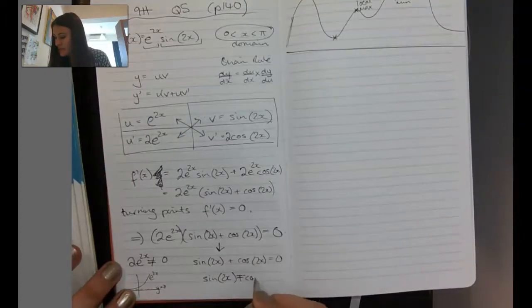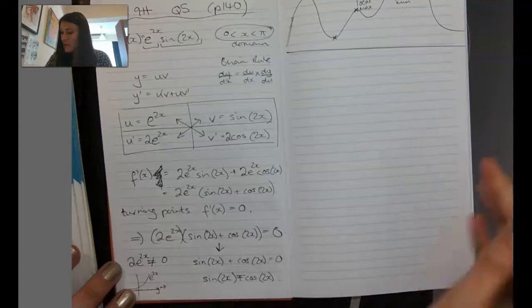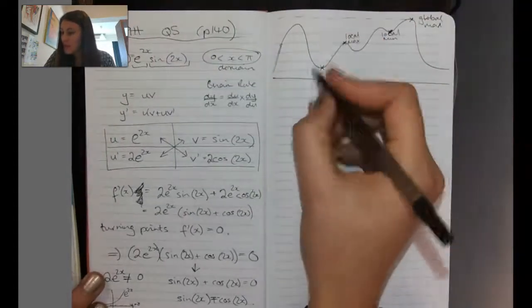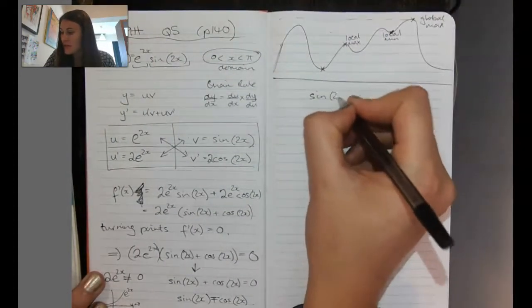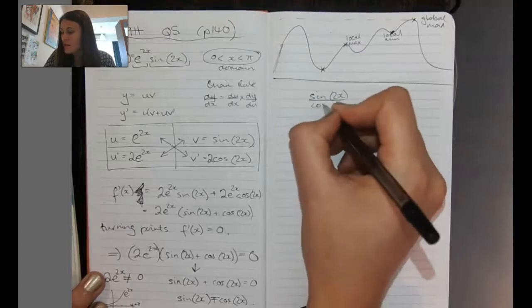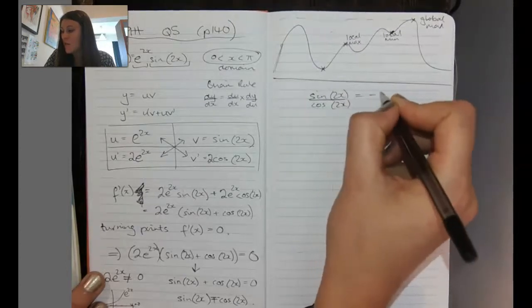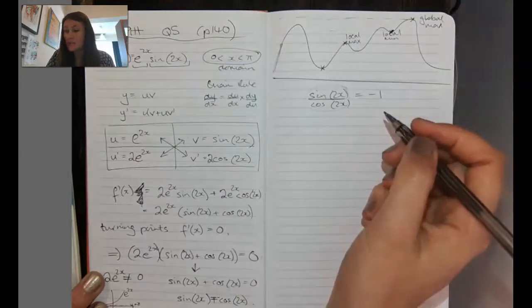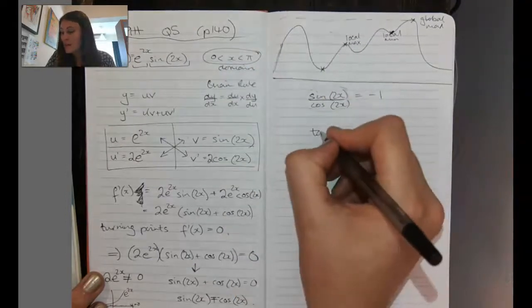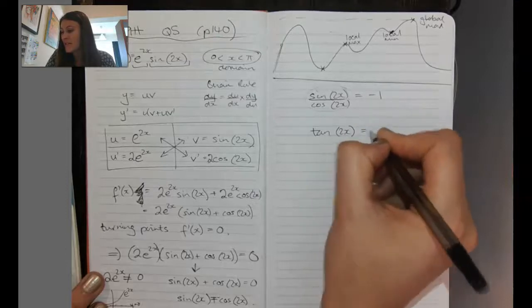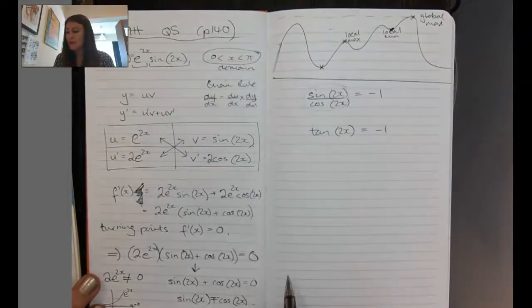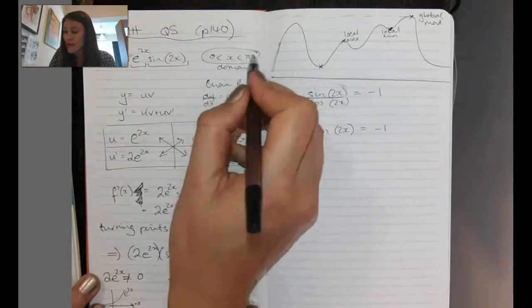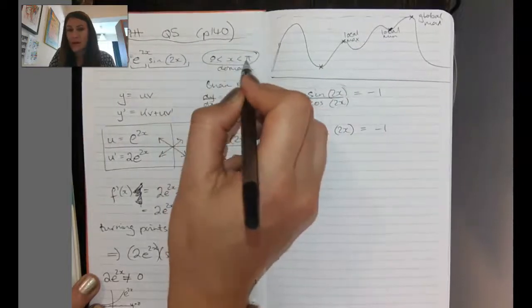Equals negative cos of 2x, and then divide both sides by cos of 2x. So I get sine of 2x over cos of 2x equals negative 1. Now this, using the identity that you should know, is tan of 2x. So I need tan of 2x equals minus 1, where my domain is from 0 to pi.